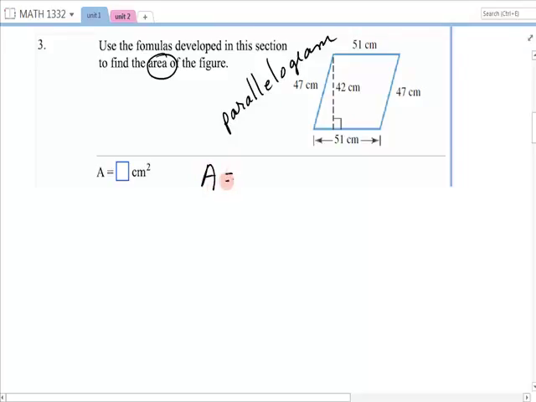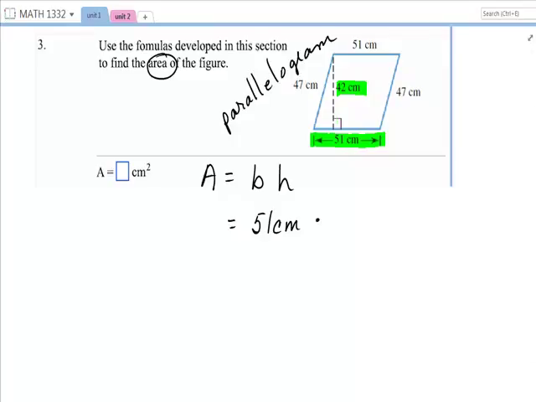The area formula is the same as that for a rectangle, because a rectangle is a parallelogram, base times height. So it is 51 centimeters times 47. Whoops. What is the height of this parallelogram? It is 42. The base can either be down here or up here. The height must be the perpendicular distance between those two. So this is the height.